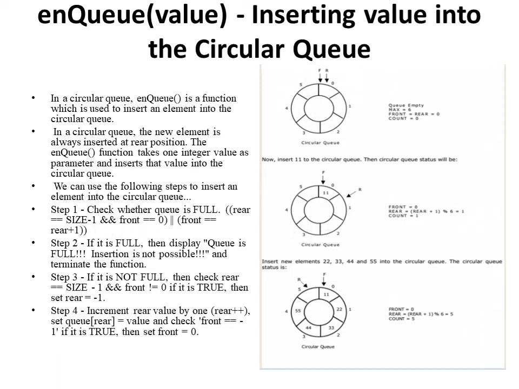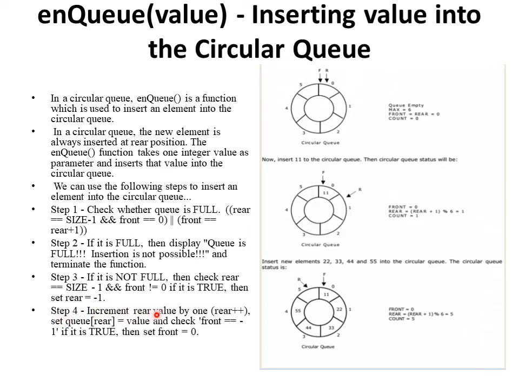Now you can see in step 1, check whether the queue is full: rear equals size minus 1 and front equals 0, or front equals rear plus 1. Then in step 2, if it is full, display queue is full, insertion is not possible, and terminate the function. In step 3, what happens? If it is not full, check rear equals size minus 1 and front not equals 0. If it is true, then set rear equals minus 1.